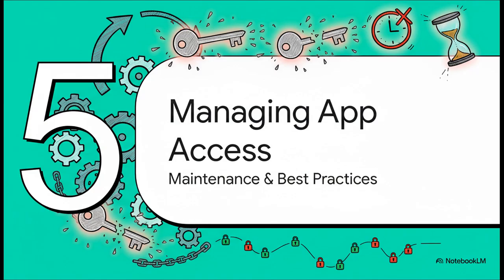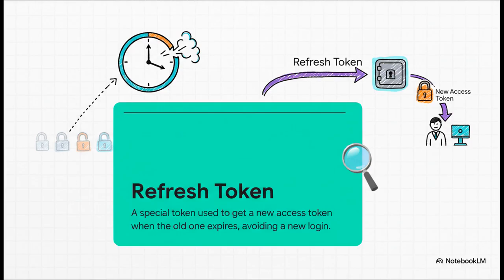Okay, last section. Let's talk about managing the app's access. This is super important because, for security reasons, these valet keys are not designed to last forever. Right, so those access tokens, they expire, usually after an hour or so. Now, it would be a huge pain if you had to log in and approve the app every single hour, right? That's where refresh tokens come in. A refresh token is a special, long-lasting token with only one purpose: to go get a brand new access token when the old one dies.